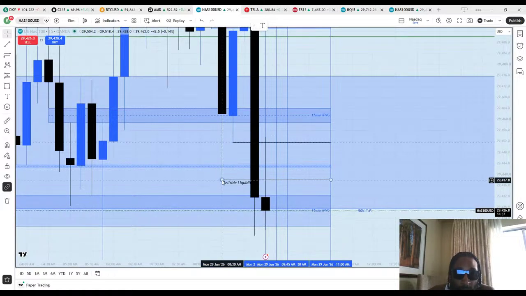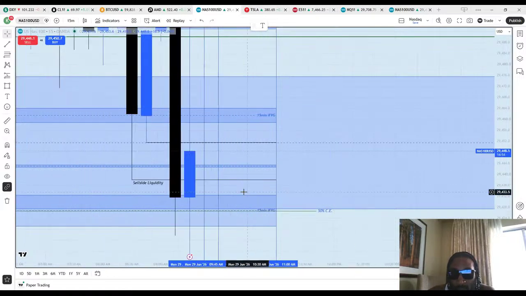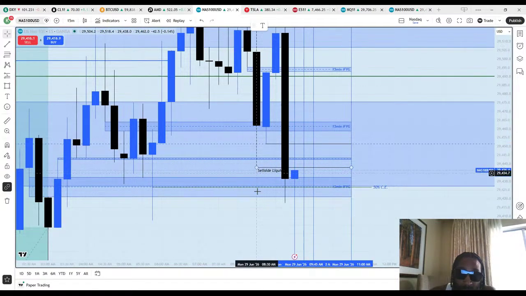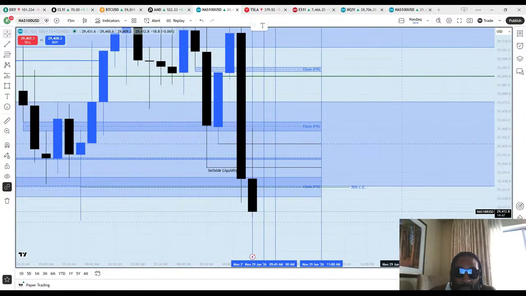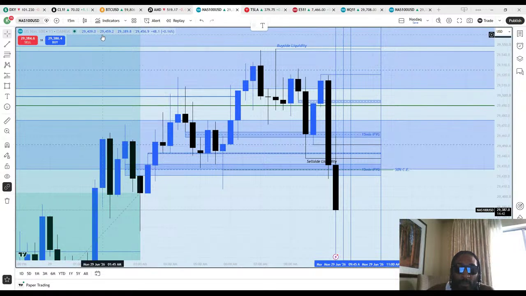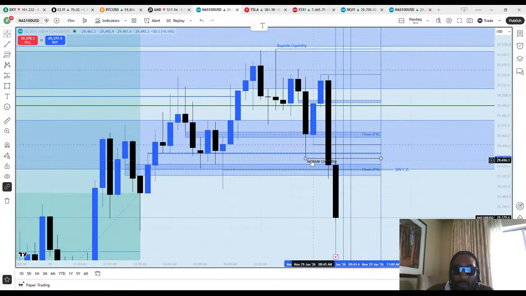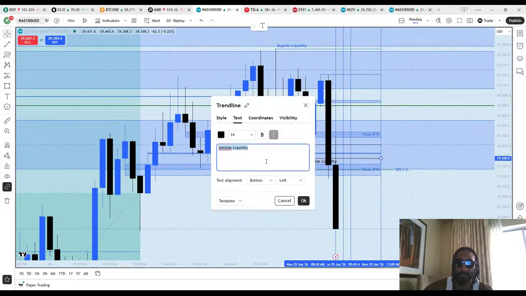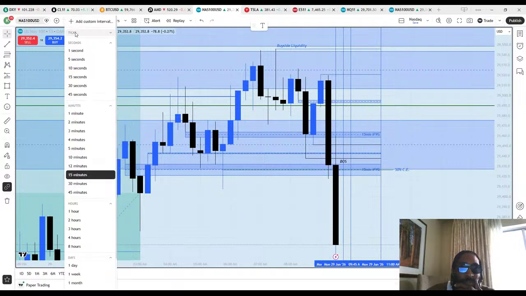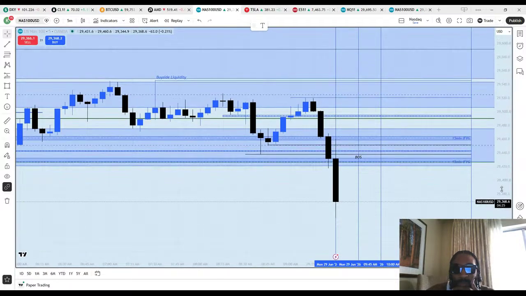Right, we close under that. So that now would normally be a breaker structure. Let's see what price feels like doing. All right, so now let's drop down. Let's mark this as a breaker structure. Let's drop down to the 5 minute and see what we got happening now.